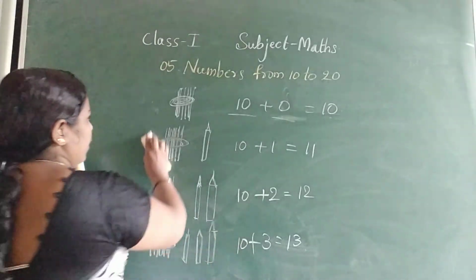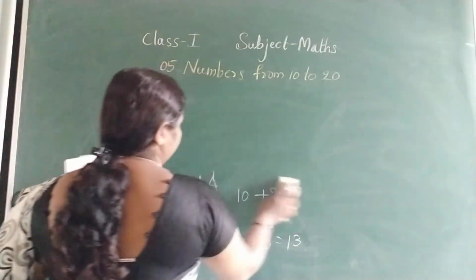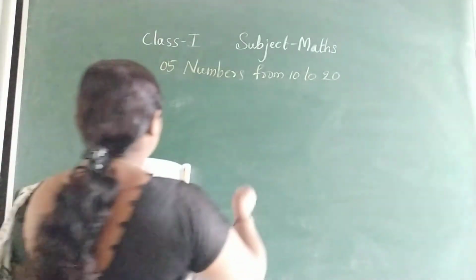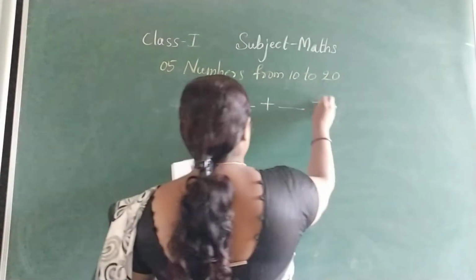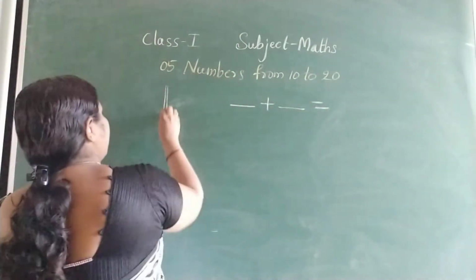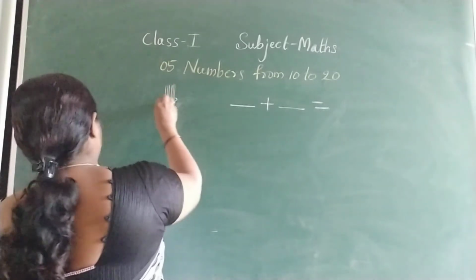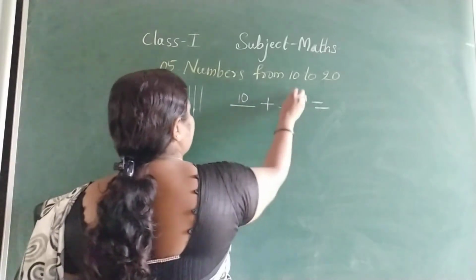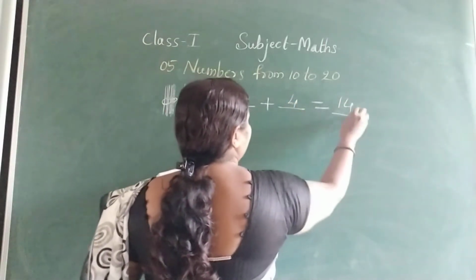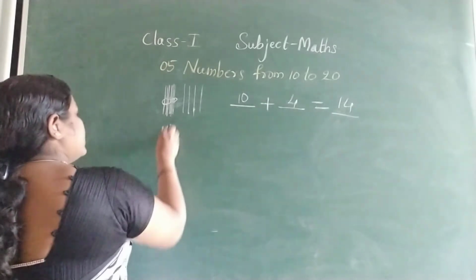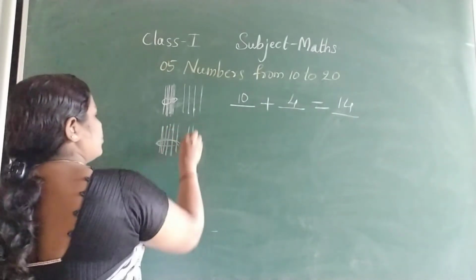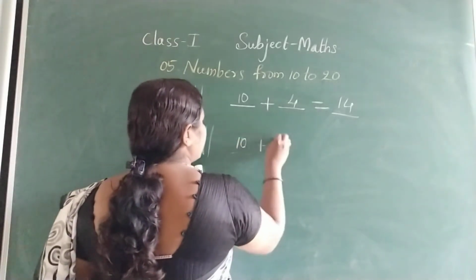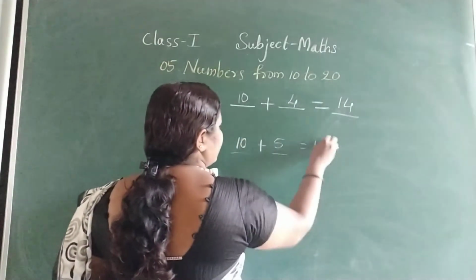See, again one bundle of pencils. I'll write the answers. So here one bundle. Again single 4 pencils. So 10 plus 4 is equal to 14. Next, write in your textbook separately 5 pencils. So 10 plus 5 is equal to 15.